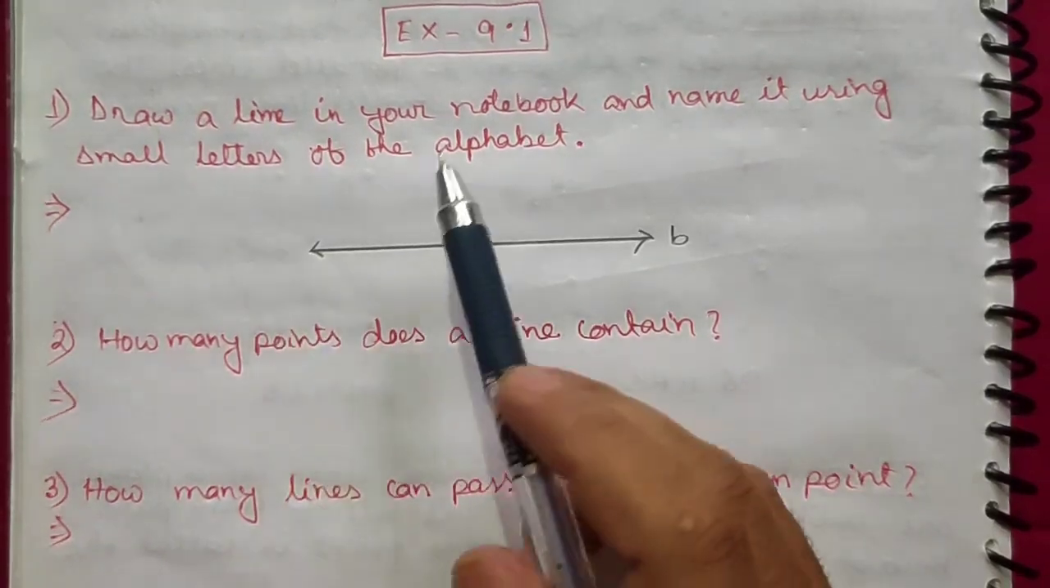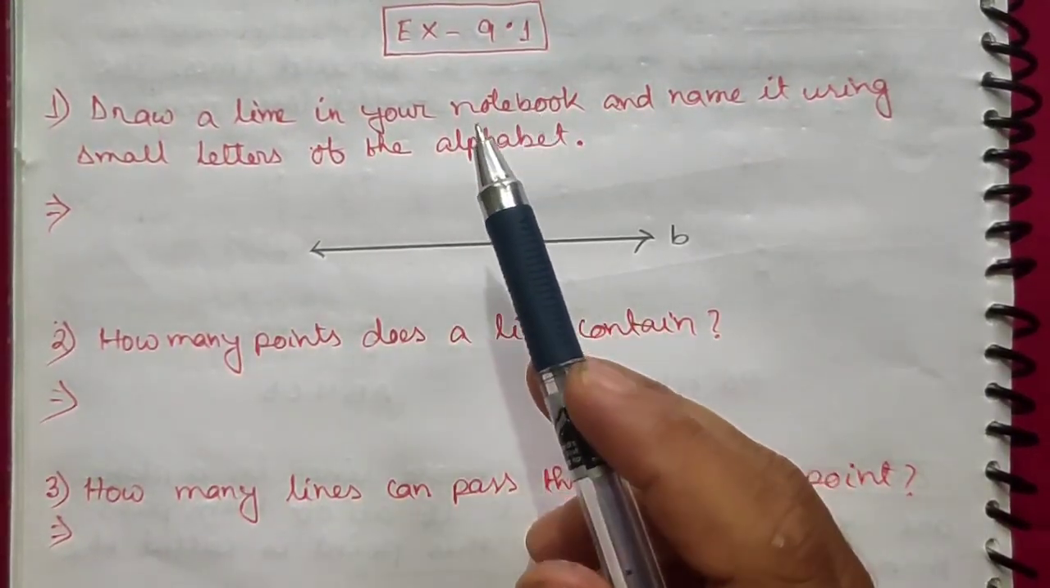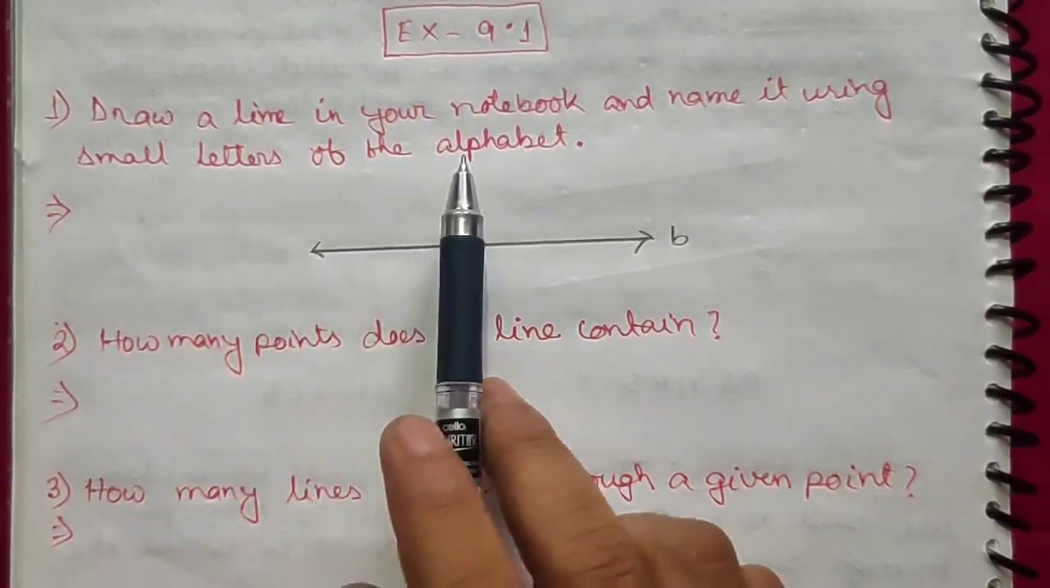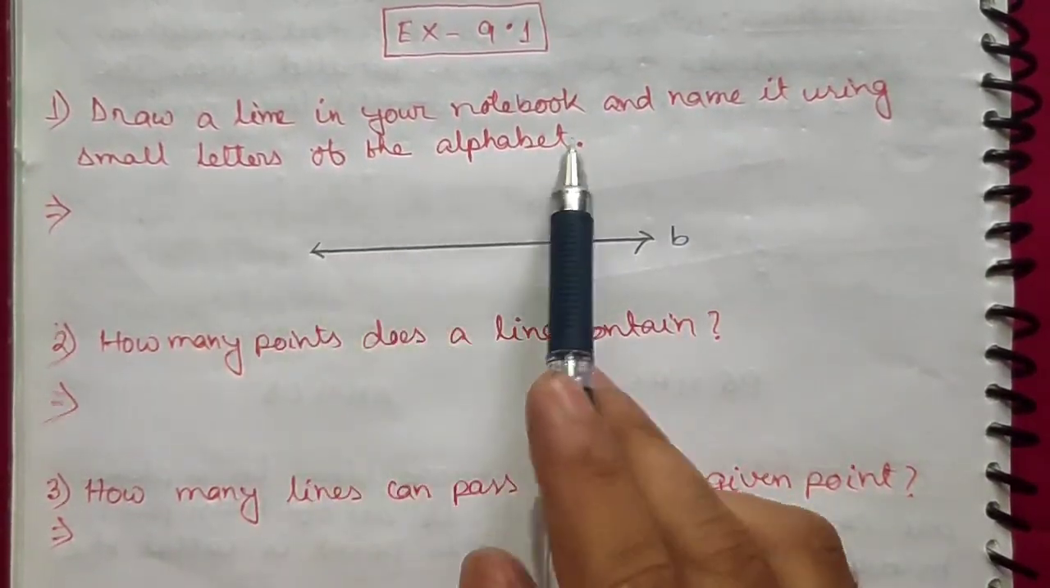Now let us solve this exercise, that is 9.1 of your textbook. Here the first question is: draw a line in your notebook and name it using the small letters of the alphabet.